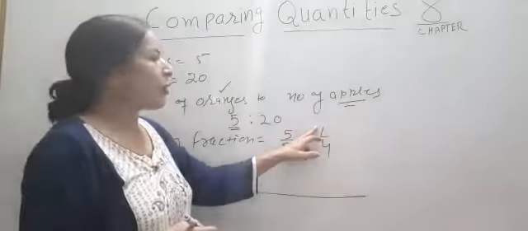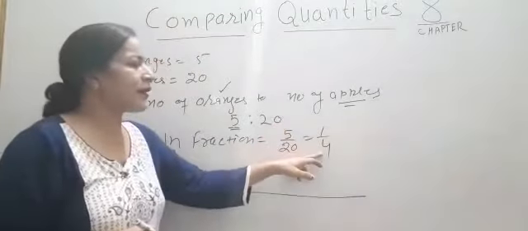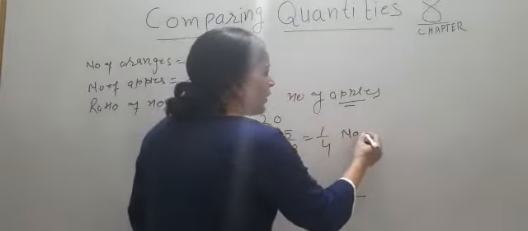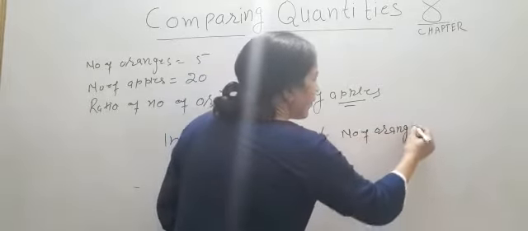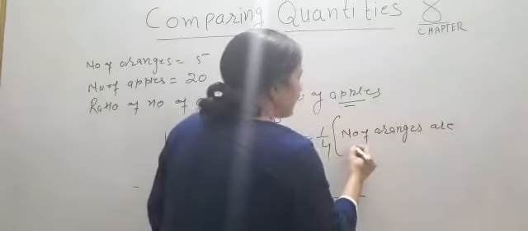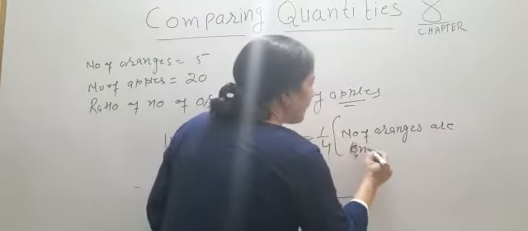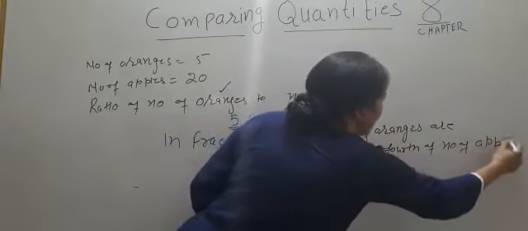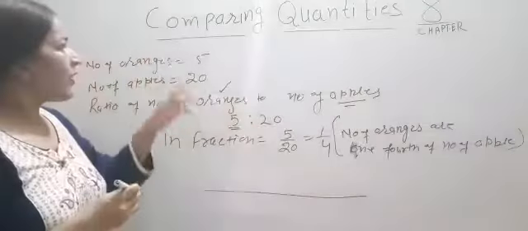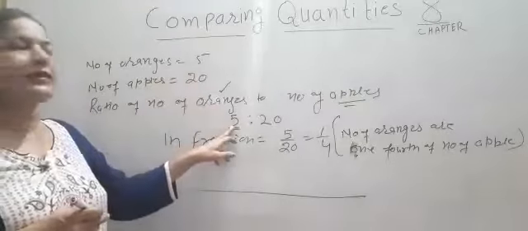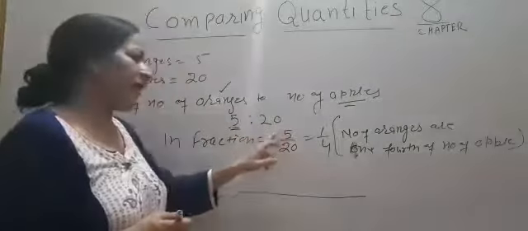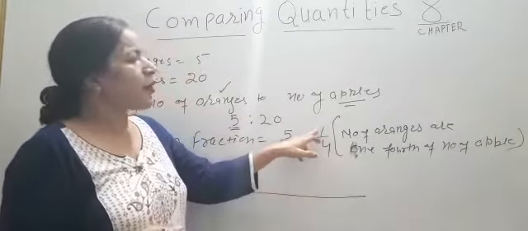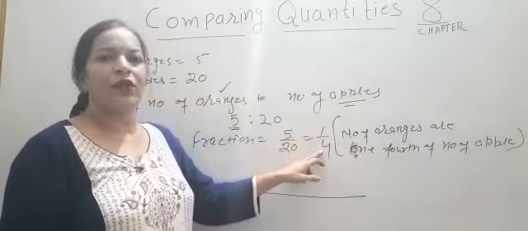What is in the numerator? Number of oranges. What is in the denominator? Number of apples. So we will read it as number of oranges are 1/4 of number of apples. Clear? Oranges ratio apples means first we write oranges, then apples, and in fraction 5/20, 1/4. If it is 1/4, we read it as number of oranges are 1/4 of the number of apples.